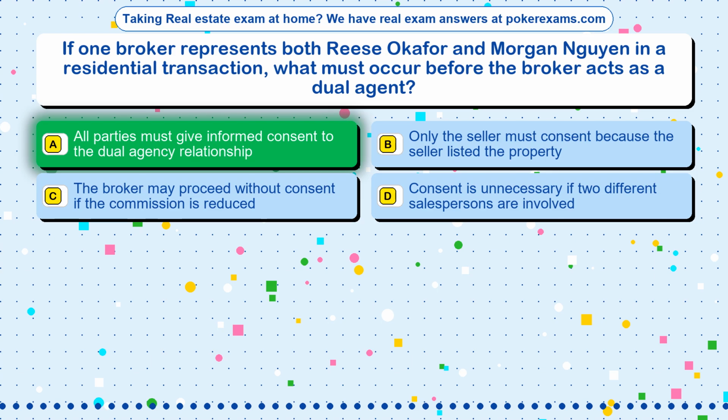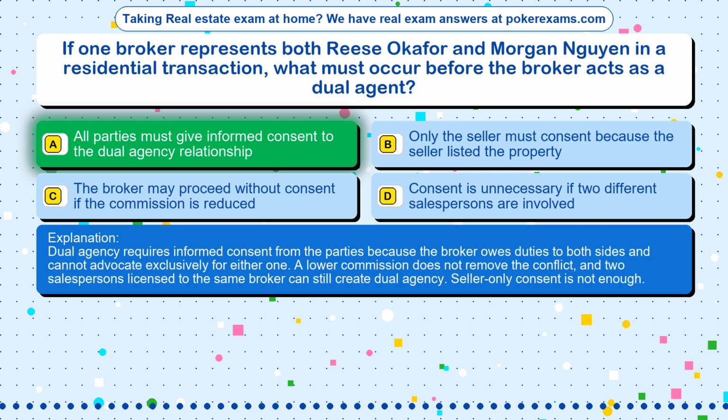The correct answer is option A. All parties must give informed consent to the dual agency relationship. Dual agency requires informed consent from the parties because the broker owes duties to both sides and cannot advocate exclusively for either one. A lower commission does not remove the conflict, and two salespersons licensed to the same broker can still create dual agency. Seller-only consent is not enough.